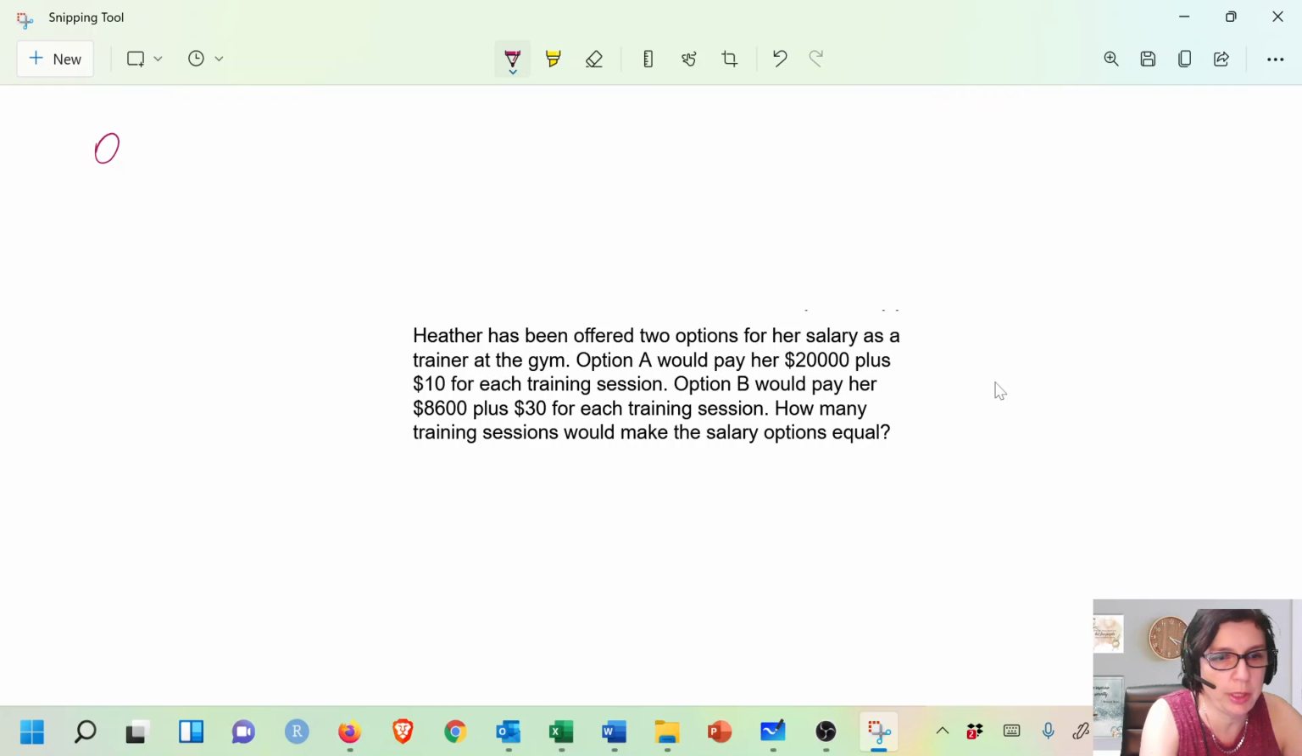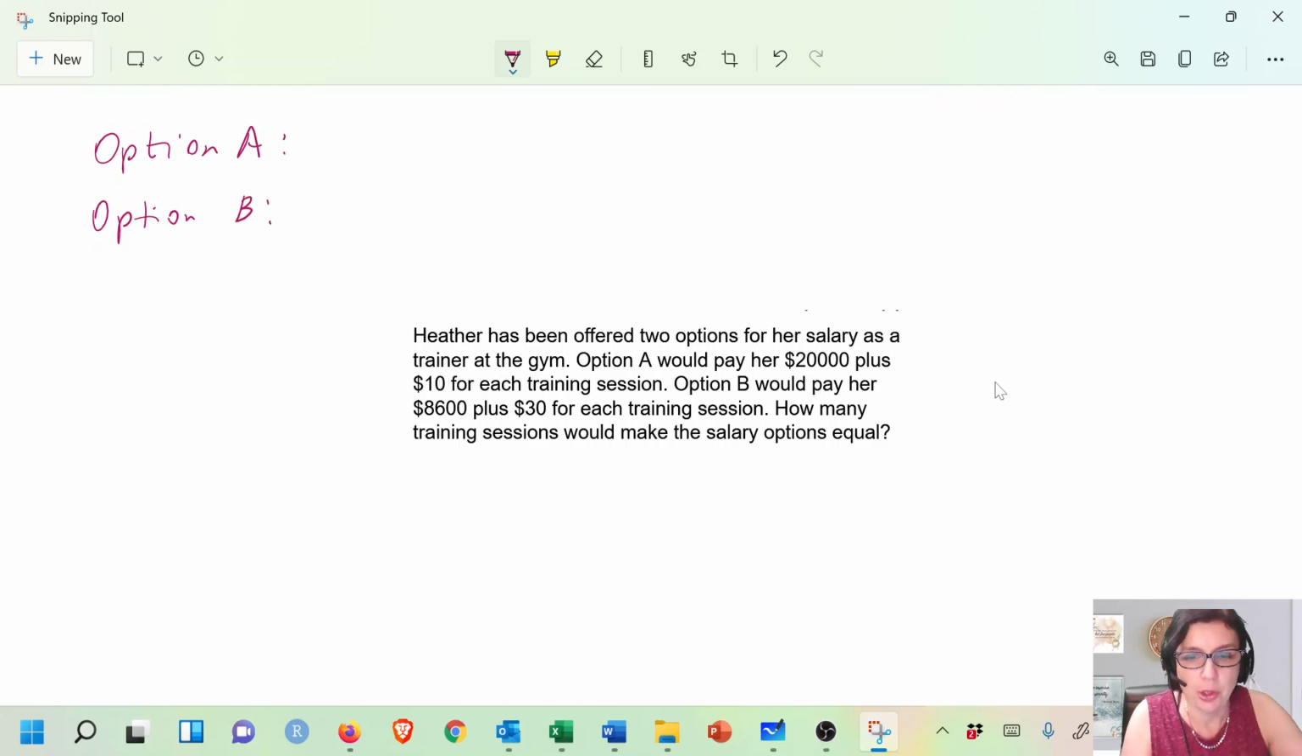And so what we want to see is what would happen so that these two options for her are a wash. It doesn't matter which one she takes. So what do we know about option A? Option A pays $20,000 plus $10 for each training session, right? Now, option B would pay, so let's make it a different color, option B pays $8,600 plus $30 per training session.